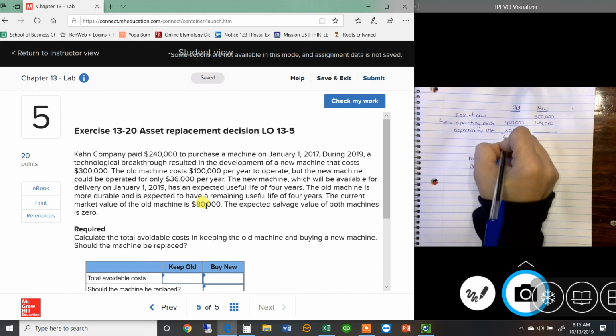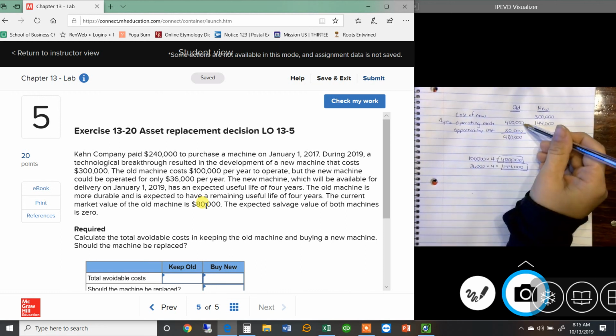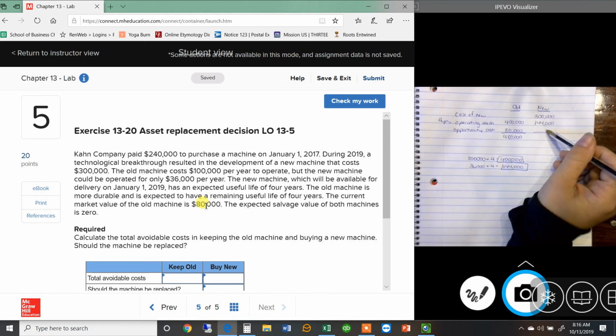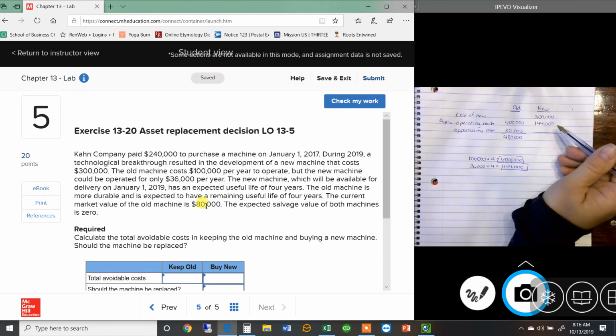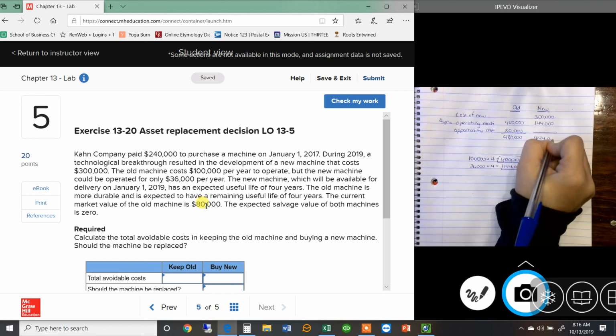Well, for the old machine, it's going to cost me $480,000. It costs me $100,000 every year to operate it for 4 years, and I gave up $80,000 because I did not sell it. However, over here, to get the new machine, it'll cost me $300,000, and it costs me $36,000 a year. So if I add these together, it costs me $444,000.